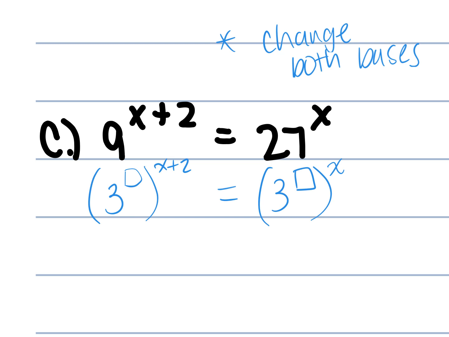Now, make them match, okay? What's in the box? So 3 to what power is the same as 9? Not 3. 2. 3 squared is the same as 9. 3 to what power is the same as 27? It would be 3. You get the 3 and not the exponent.